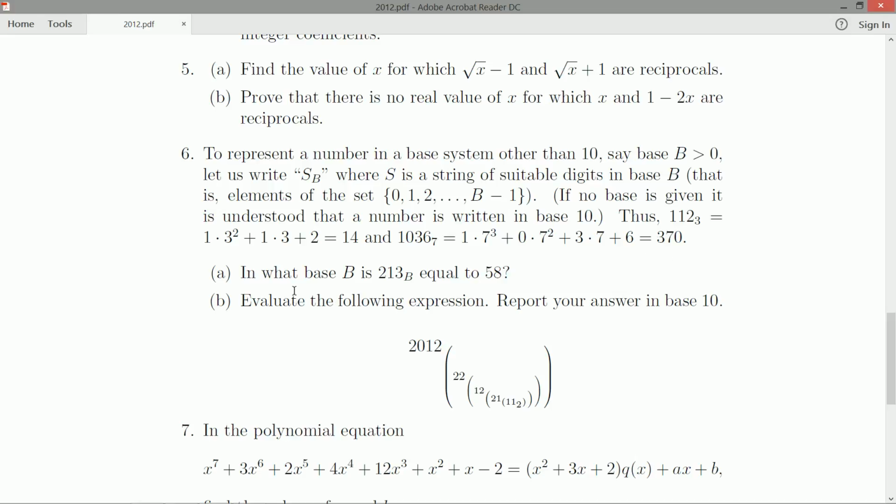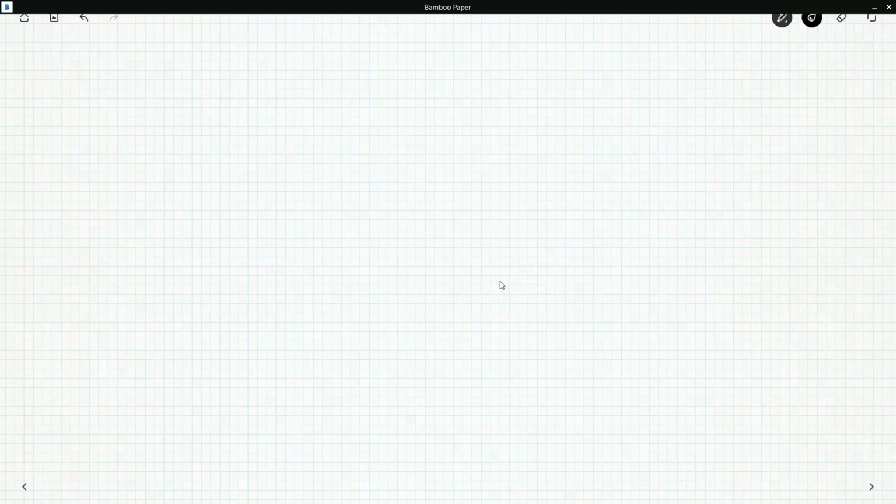All right, A part. In what base b is 213 with a little b equal to 58? So 58 here, we have no little base, so it's 58 in base 10, the numbers we're familiar with. So we can set up an equation. It's going to be quadratic, and we can solve for b. So 58 is 213 in base b, which is 2b squared plus 1b to the 1 plus 3b to the 0.